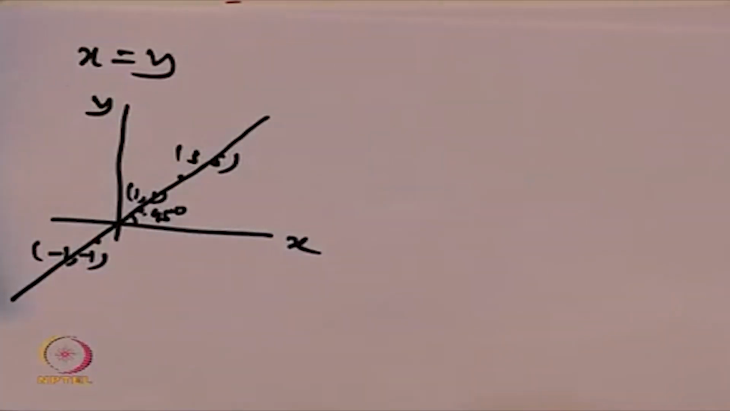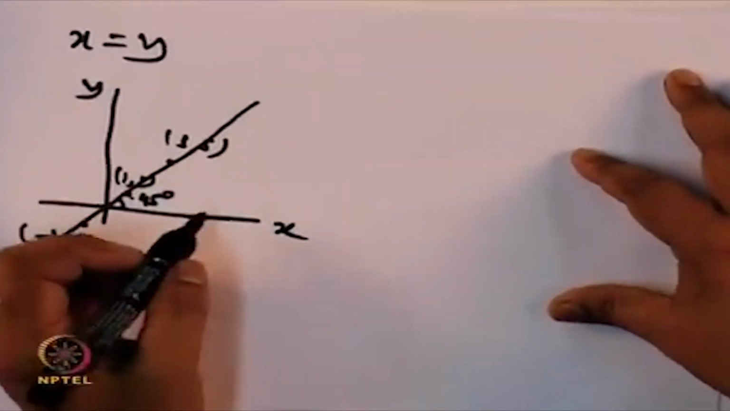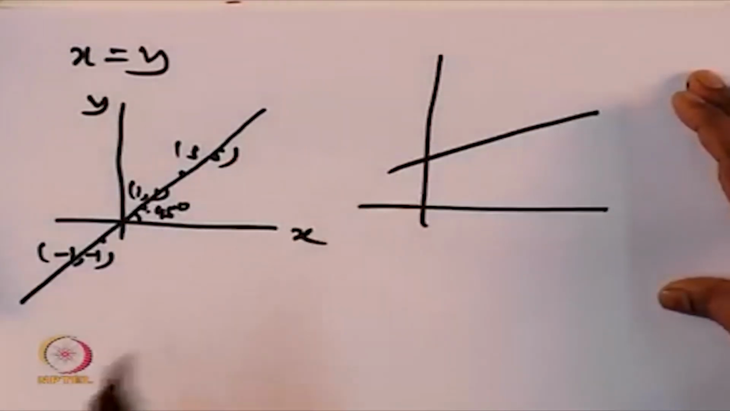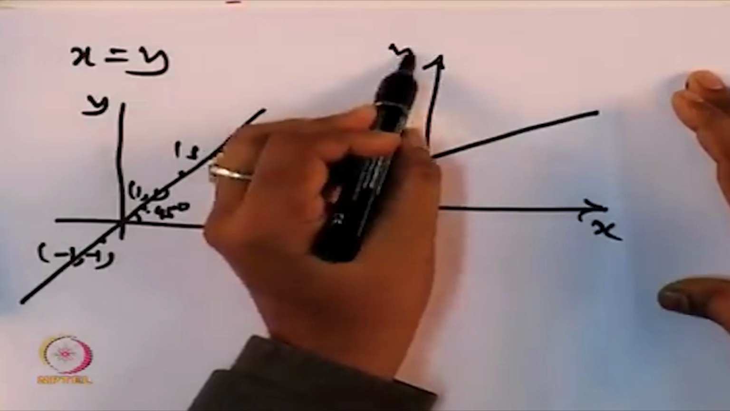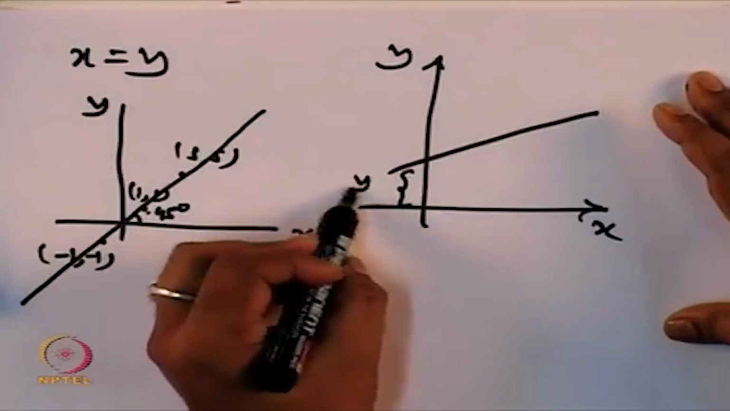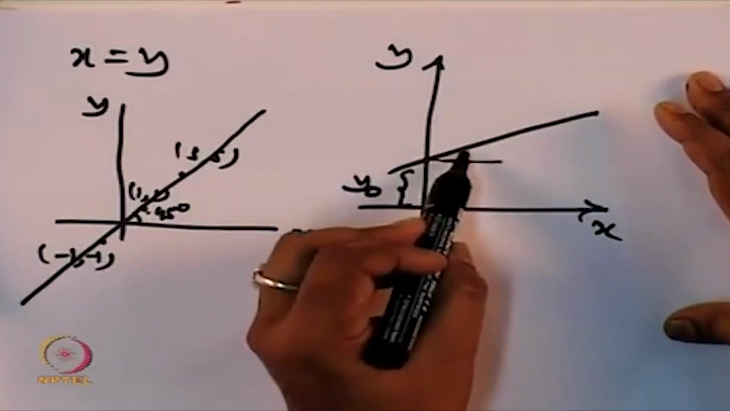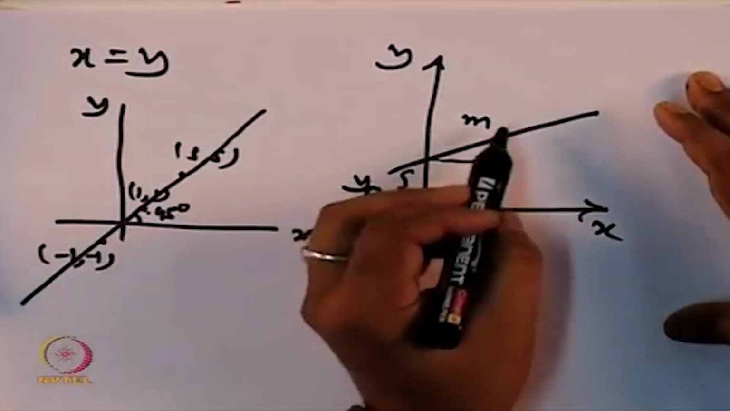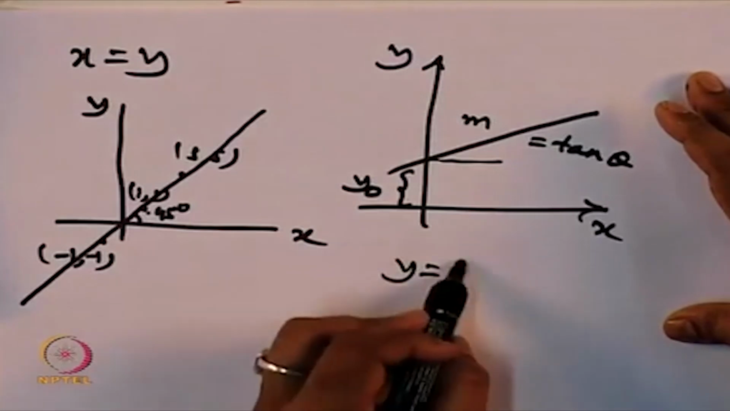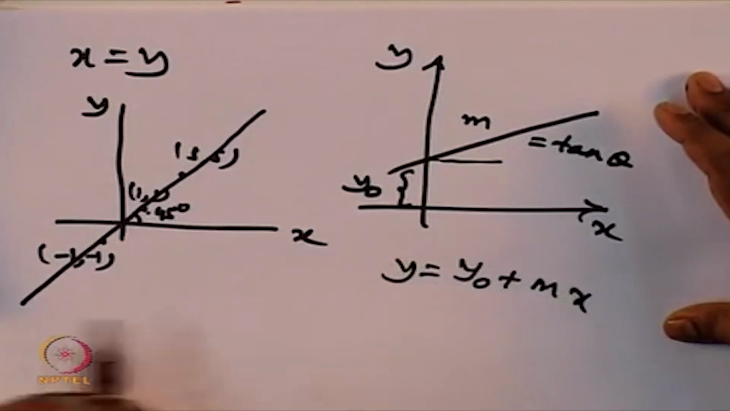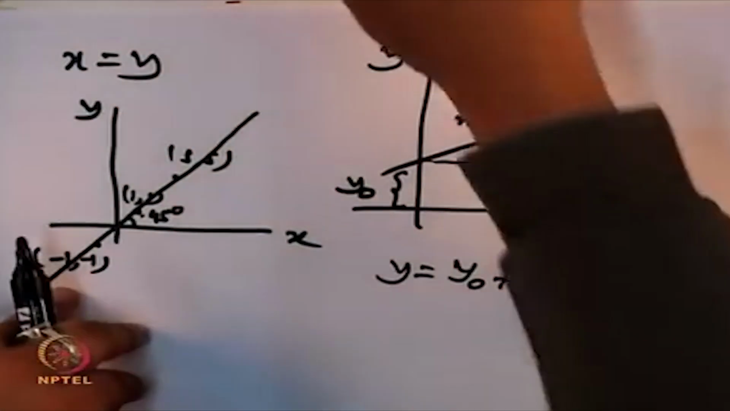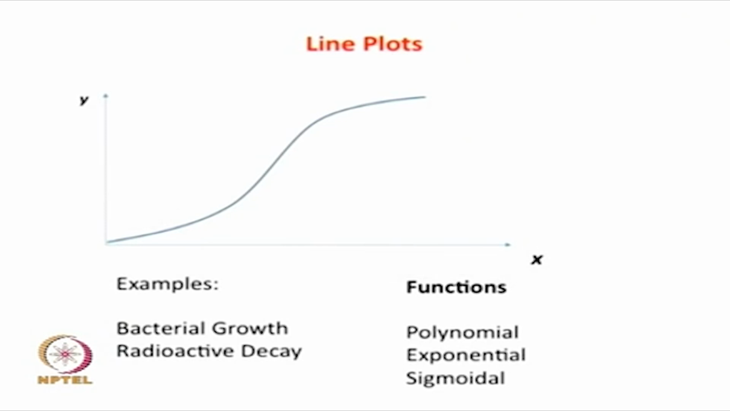So, in general, you can have a line which shifts up, like this. In this case, there is a non-zero intercept on the y axis, which you can call y0, and it has a given slope. So, you can have m as the slope, where m is nothing but tan theta. In this case, y is equal to y naught plus mx is your equation. Okay. So, you can have multiple types of functions. These are all linear functions that I have drawn.